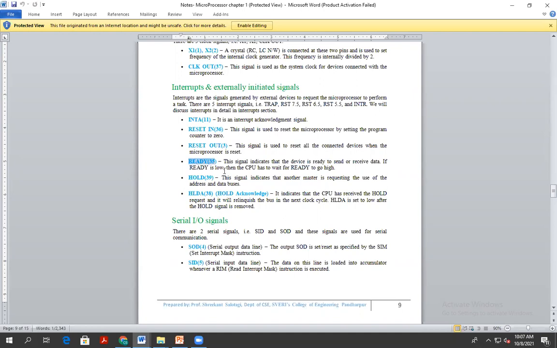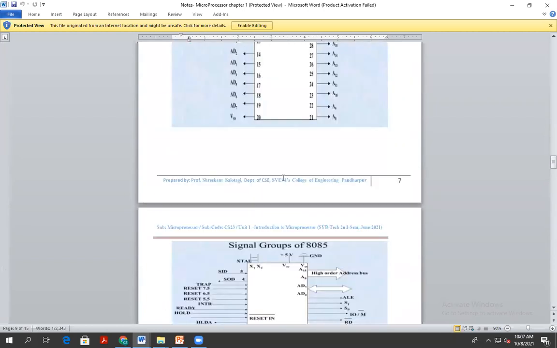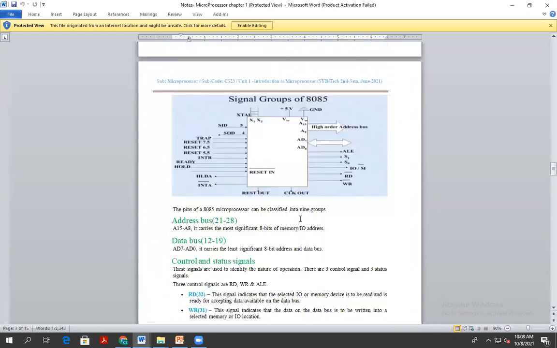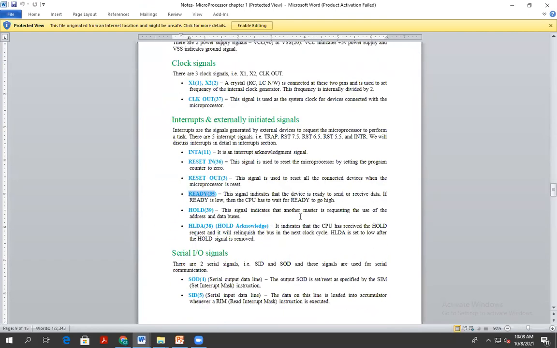RDY means ready. This signal indicates that the device is ready to send or receive the data. What is the meaning of ready? Pin number 35 is ready. It decides whether the data is going to be received or transmitted. If ready is low, then the CPU has to wait for ready to go high. Whenever it goes high, the data is received; whenever it is low, the data is sent. Okay, that is the functionality of pin number 35.